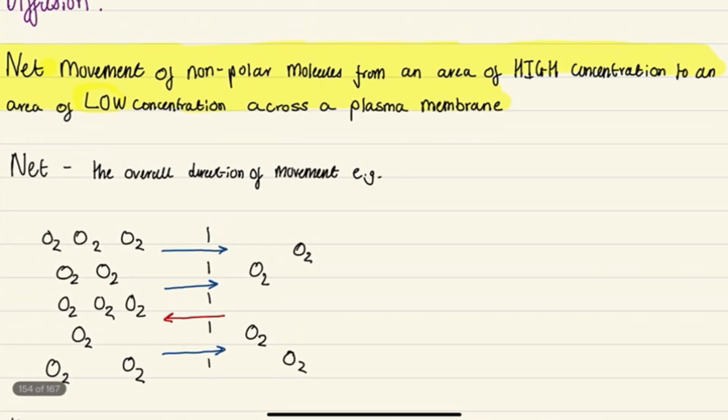So I just have to show in this diagram here that you can see there's a lot more oxygen molecules on the left compared to the right. So overall, you're going to have movement in this direction towards the side where there's a low concentration. But you can see with the red arrow there, some of them are going in the opposite direction. So not all of them are going from high to low, but most of them, overall, are moving in that direction.